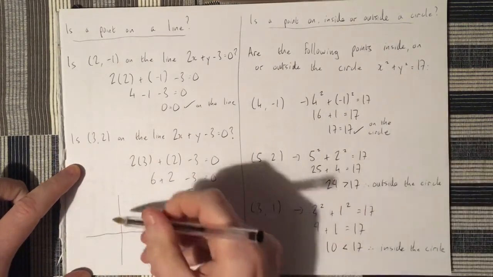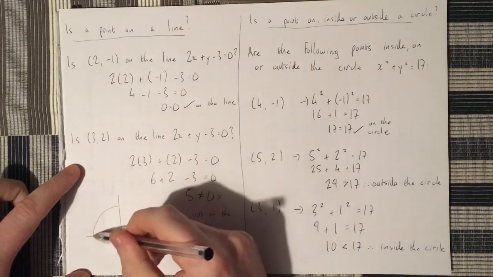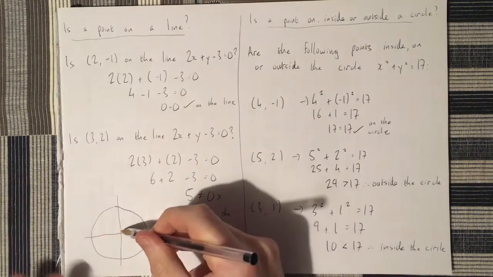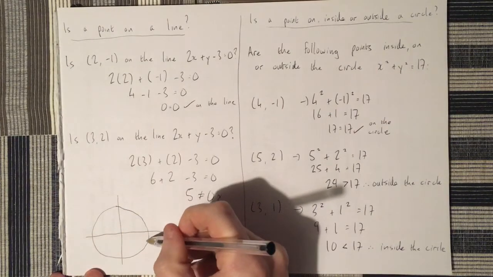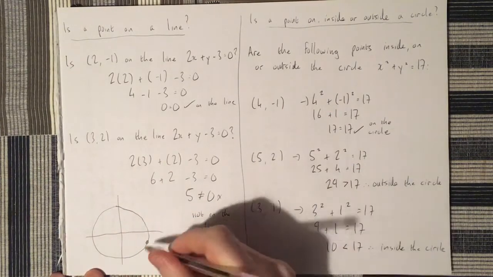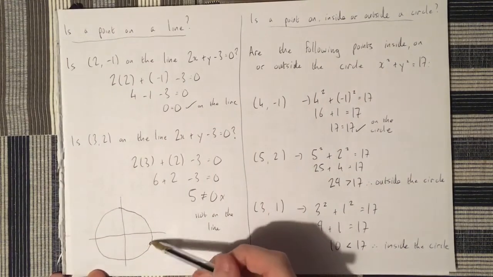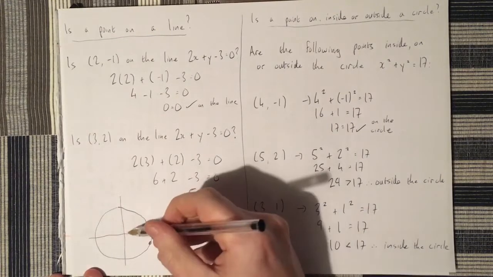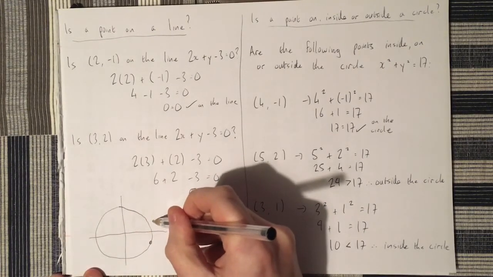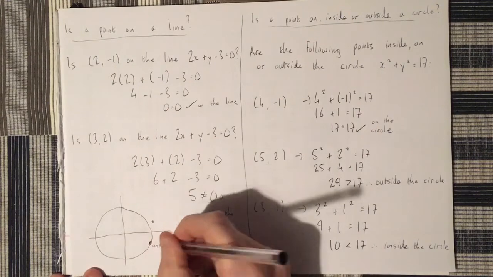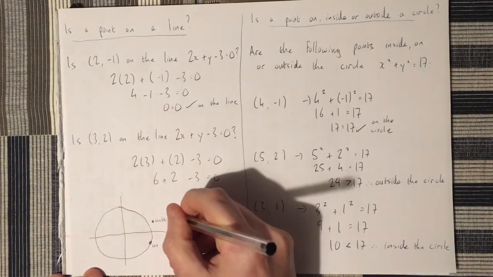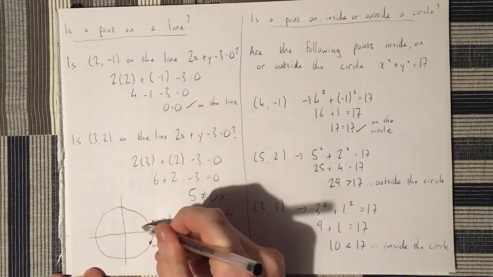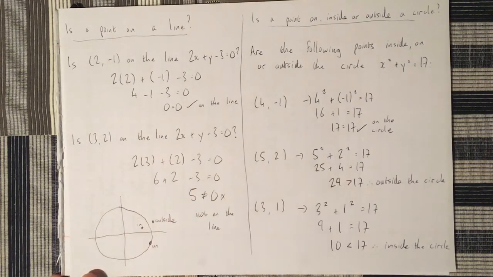All right. So if I was to draw this x squared plus y squared equals 17 circle really roughly over here, let's say that's it there. So 4, minus 1, that was on the circle, so it's on the circle. That's what we mean by on the circle. This point here, 5, 2, let's say that will be up here. So that is outside. And then this one here, 3, 1, we'll say that's there, and that's inside the circle.